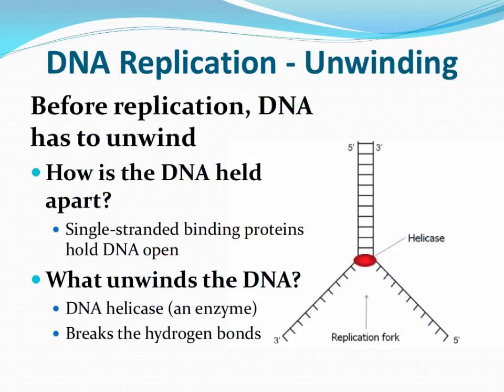So after initiation comes unwinding. So DNA is in that double helix. You can't replicate when it's wound up like that. So it has to be unwound. So DNA is held apart by these single-stranded binding proteins. And then a helicase is what unwinds it or unzips it. So it breaks, like I said earlier, the hydrogen bonds. They're weak bonds. They're easy to break. So the DNA helicase is going to break those bonds, but very important, those single-stranded binding proteins have to hold the strands open here and here to make sure that the helicase can function.